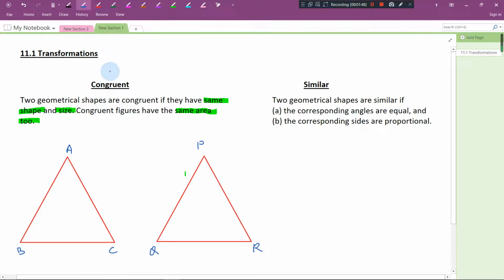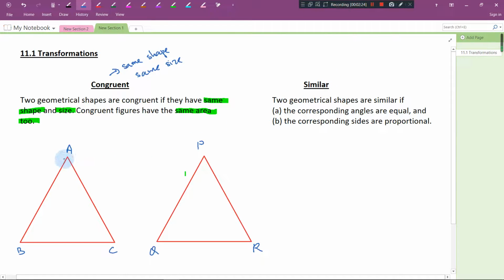So this is same shape, same size. Okay, now let's move to similar. So what does similar mean? Two geometrical shapes are similar if the corresponding angles are equal and the corresponding sides are proportional. If the two objects are congruent, definitely they will be similar.